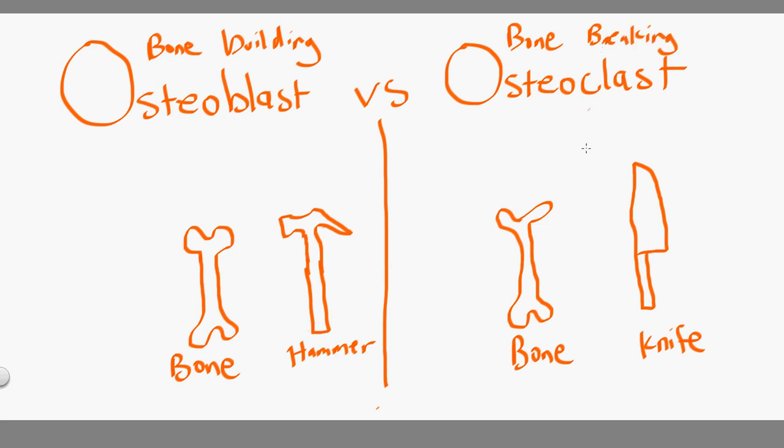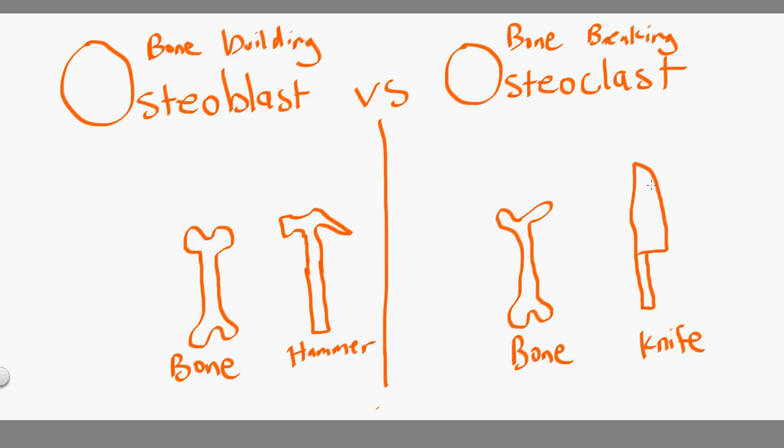Osteoclasts are bone breaking. They generally come from immune cells, monocytes, and they are bone breaking. They're taking out the bad bone, the diseased bone, for example. They're cutting it out and releasing it into the bloodstream. And I'll talk in another video about the differences between the calcium levels. But osteoclast is bone breaking.